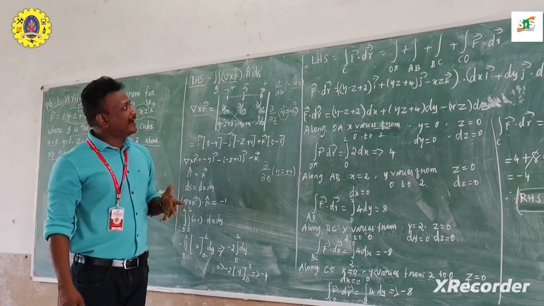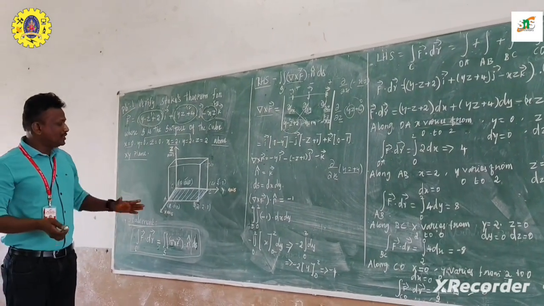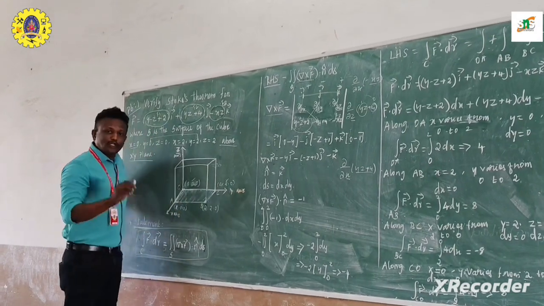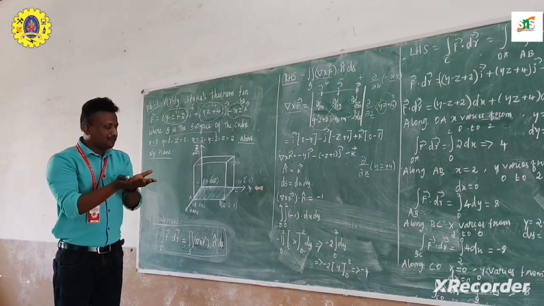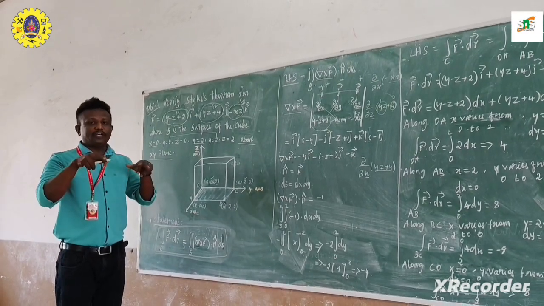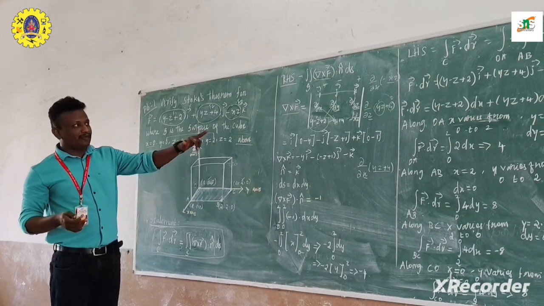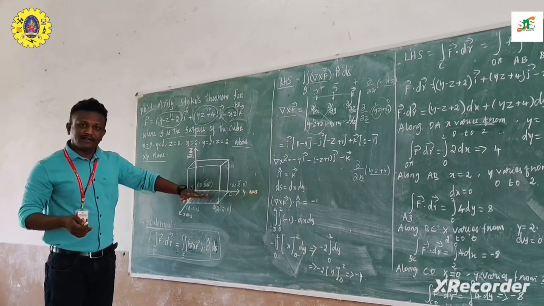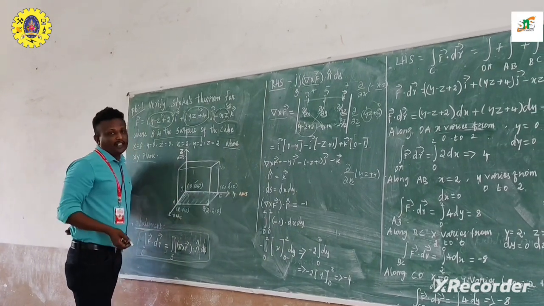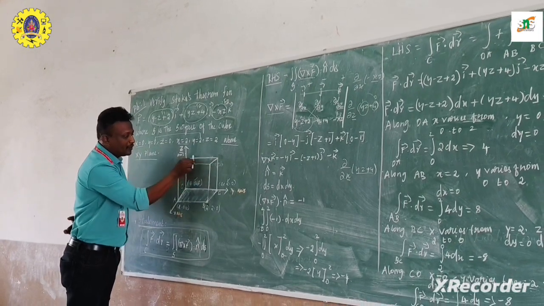Okay, to find n cap, we should know n cap is nothing but the unit normal vector. So we have to find out the normal vector for this open surface. Always you will be given some open surface. For all the problems, that is your boundary. You are going to collect your boundary lines in your open surface, right? So you have to find out your normal vector for this open surface. Normal vector is nothing but the perpendicular line to this open surface. So what is the perpendicular line? This is bottom. So this one is going to be top.